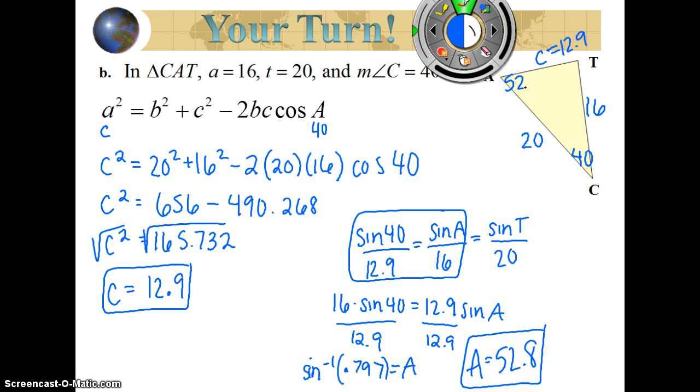So 52.8. Now I can find angle T by subtracting from 180. And I'm going to get 87.2. So angle T is equal to 87.2. And that's all.